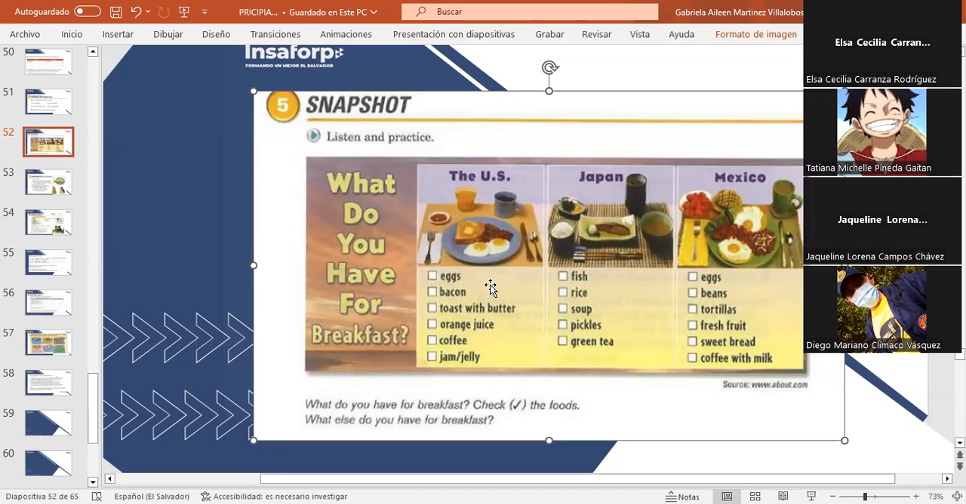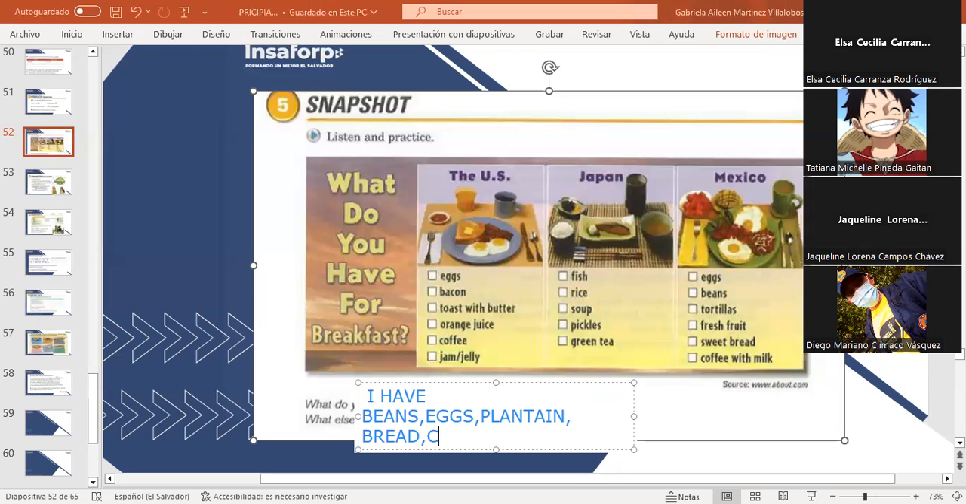What do you have for breakfast? I'm going to give an example of my breakfast, okay? I said pupusas. Okay, but let's say something with more details. I have beans, eggs, plantain, cream, chocolate, and cheese. There, that's an example, okay?